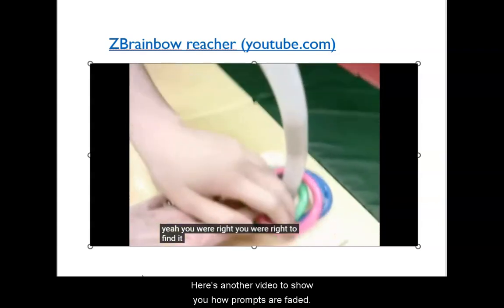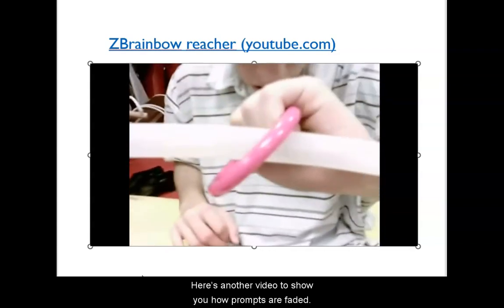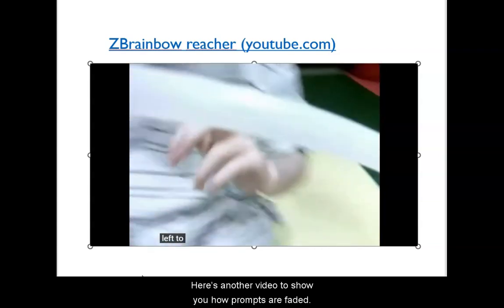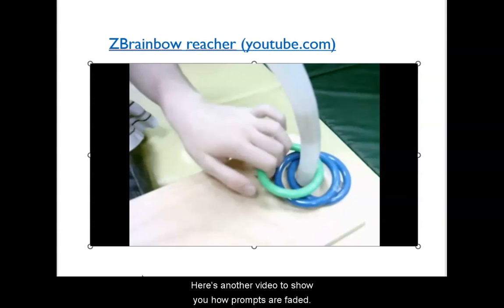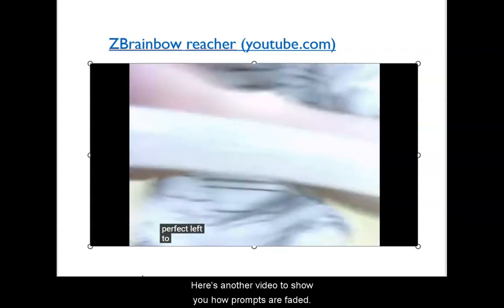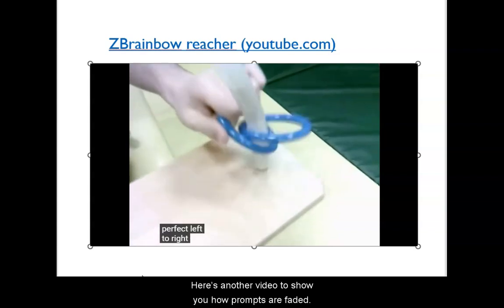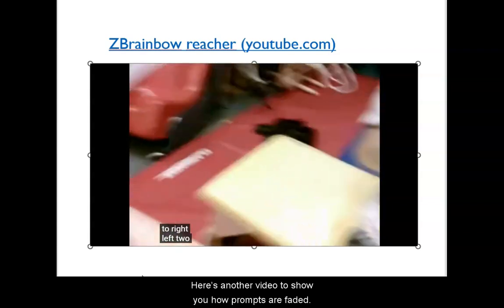Yeah, you were right. You were right to find it. Left to right. Perfect. Left to right. Left to right.